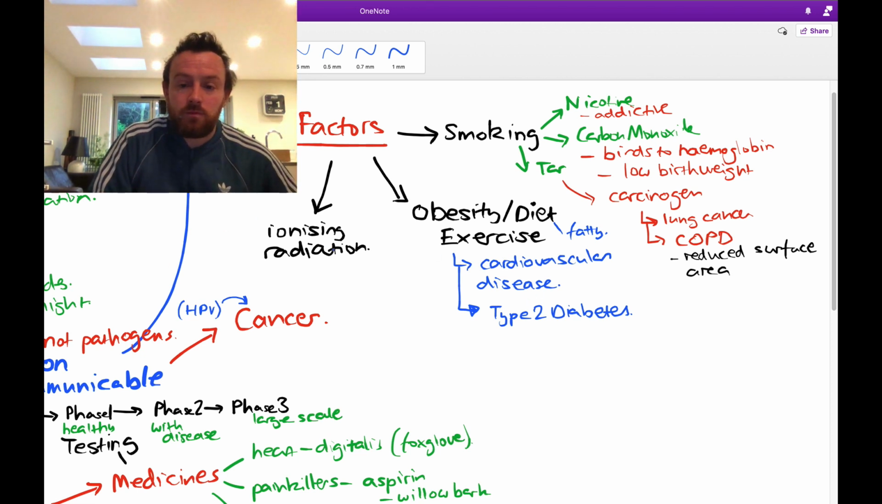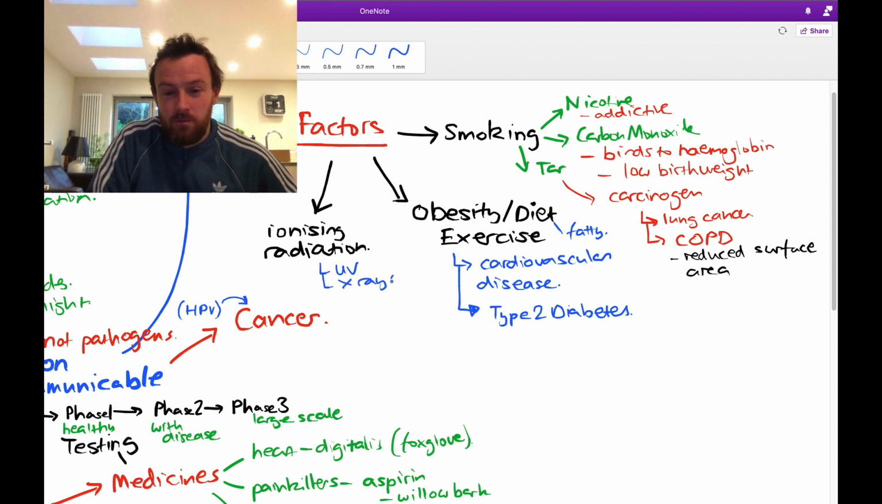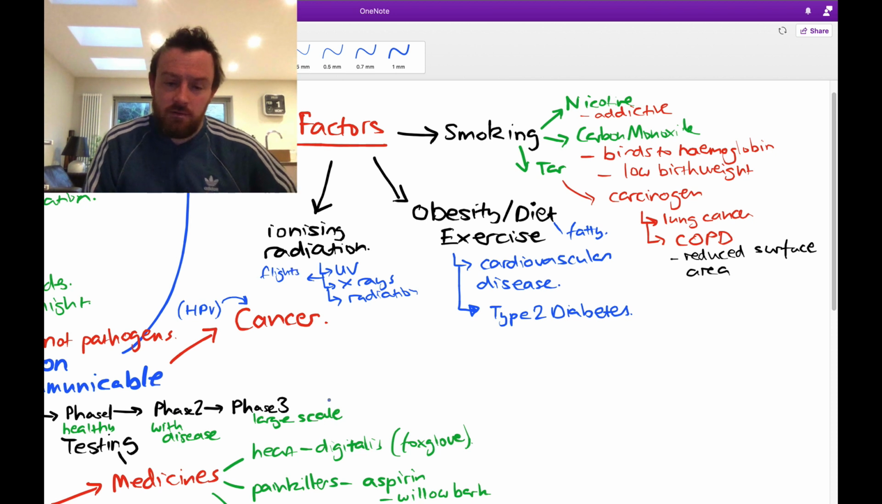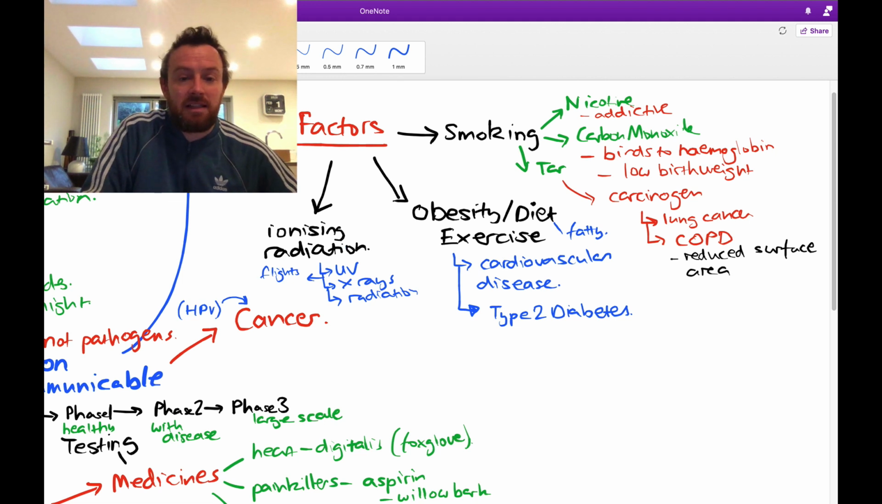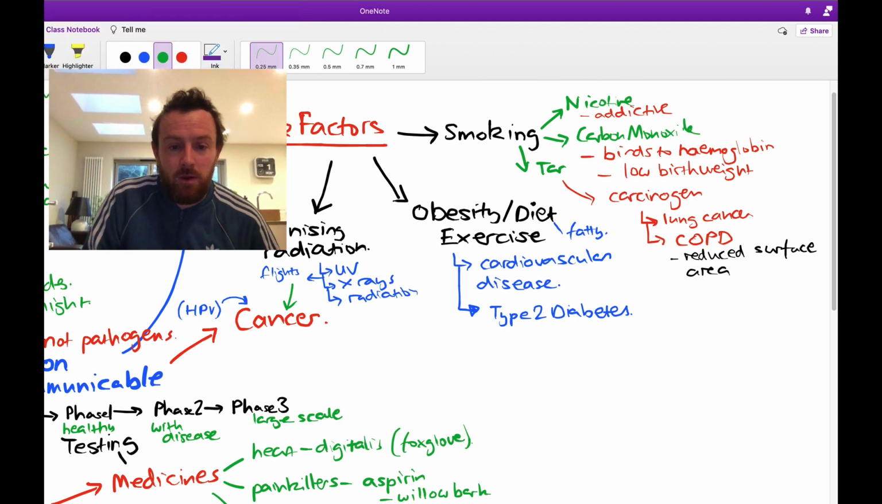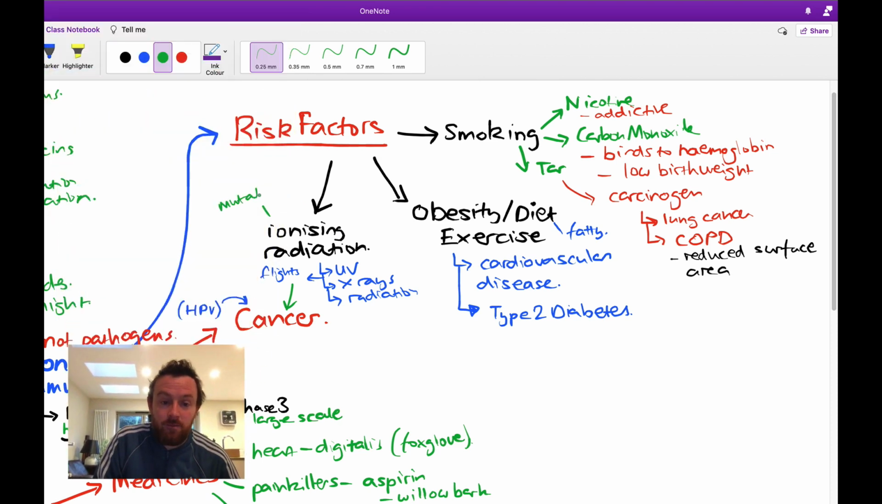Ionizing radiation, this is stuff like UV, also X-rays, and actual radiation as in from a nuclear power station, if you were working in it and it was unsafe, but more UV and X-rays, and also actually even transatlantic flights. But this is like if you did hundreds of those a year, then you might have an increased risk of certain cancers. So ionizing radiation can cause cancer because it causes mutation. So let's put a little bit of that. Mutation in DNA.